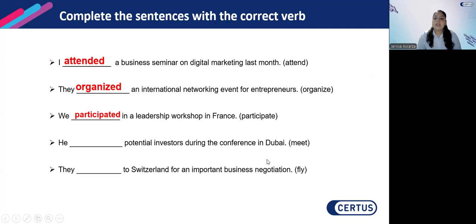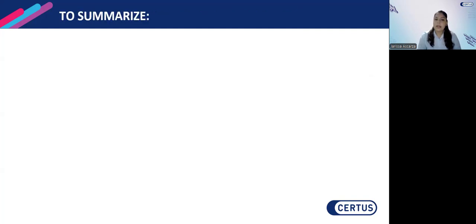The last 2 are irregular verbs. So we have to change them completely by memory, right? So the verb is meet. Do you know what is the past form of meet? Met. So he met potential investors during the conference in Dubai. Next one, the verb is fly. Do you know what is the past tense of fly? Flew. They flew to Switzerland for an important business negotiation.